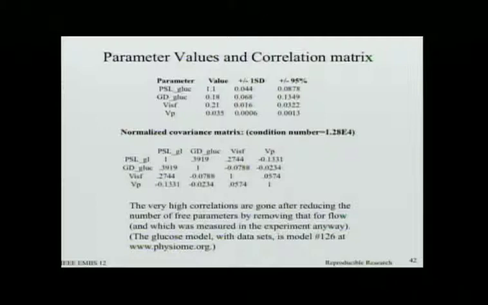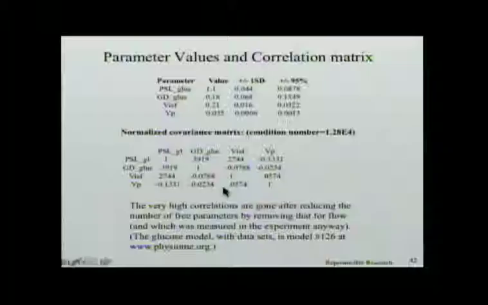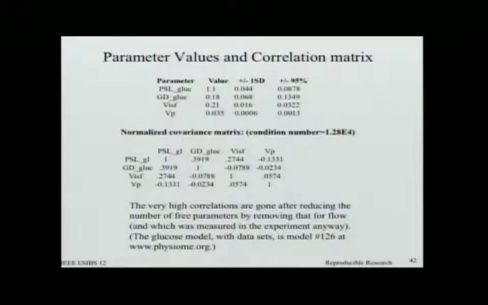So this says, get rid of one of those parameters. We had actually measured the flow in the experiment, so we can get rid of it and put in the measured flow instead of estimating it. When you do that, you've got much narrower confidence limits, and if you look at that correlation matrix, there are no high correlations amongst them. So this would be a better representation of the accuracy, validity and separability of the estimates of the parameters.